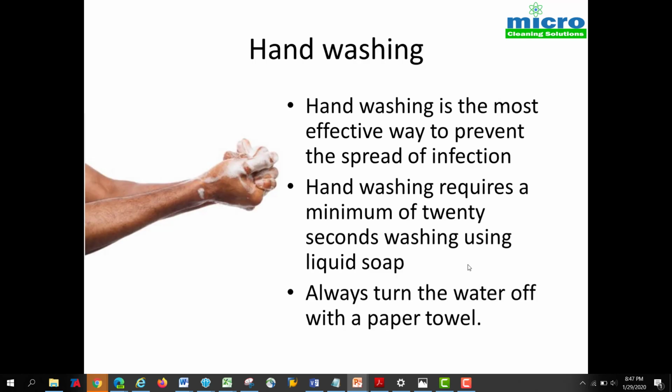Hand washing is the most effective way to prevent the spread of infection to yourself or within the facility. Hand washing requires a minimum of 20 seconds washing using liquid soap to ensure your hands are thoroughly clean. Also, always turn the water off with a paper towel.